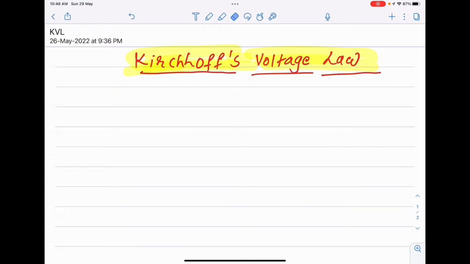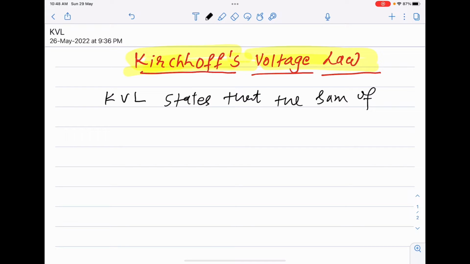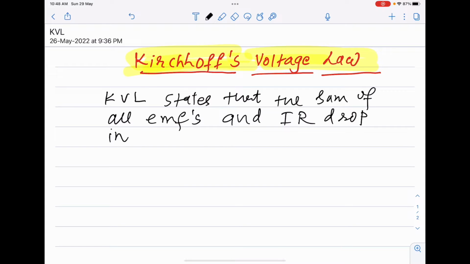So now let us understand what Kirchhoff's voltage law states. Kirchhoff's voltage law, or in short KVL, states that the sum of all EMFs or voltages and the IR drop or voltage drop across the resistance in any closed electric circuit is equal to 0.